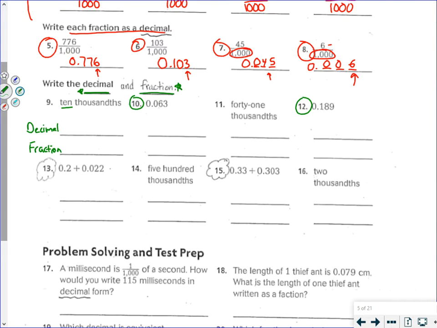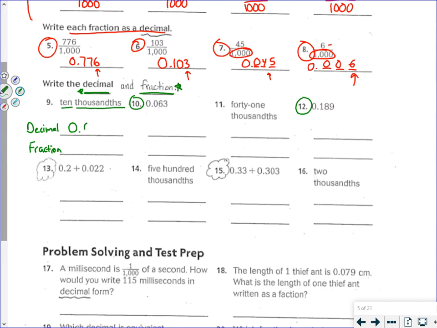Okay, so that's going to be the same thing down here as well. Okay, so decimal, fraction. 10 thousandths. So I don't see any ands. So remember, it has to end in the thousandths place value, right?